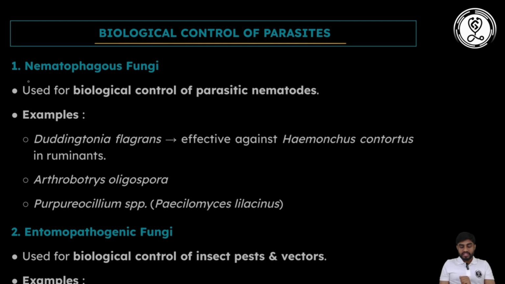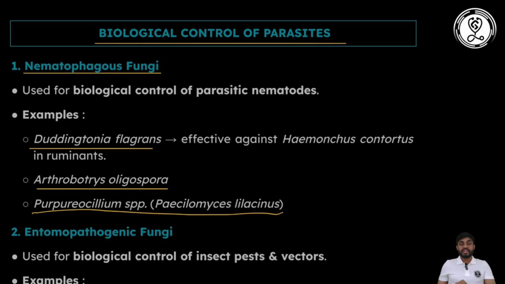The first one is nematophagous fungi. Nematophagous fungi means fungi that are predatory on nematodes. They directly eat the nematodes. The best example is Duddingtonia flagrans, which is effective against Haemonchus contortus in ruminants. Arthrobotrys oligospora is also used against nematodes. Then Purpureocillium species are also used against nematodes.